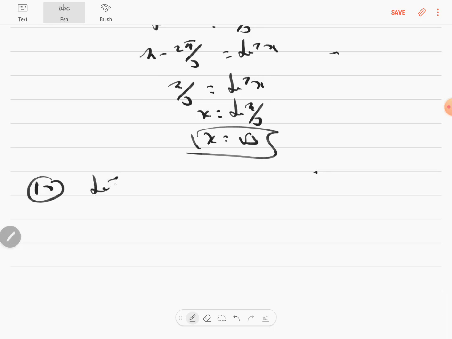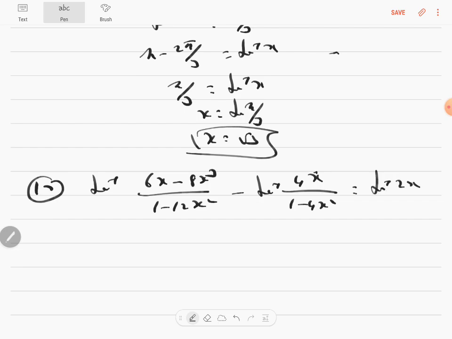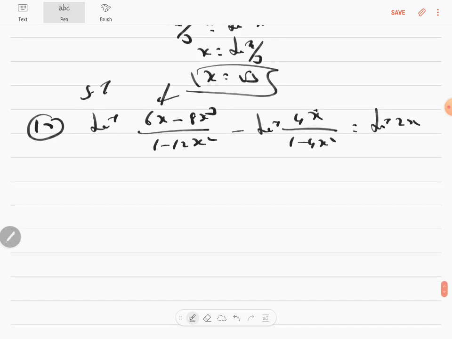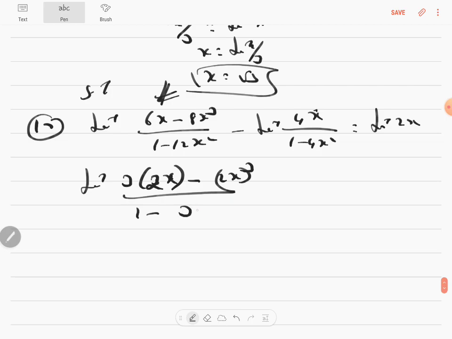Tan inverse of 6x minus 8x cube by 1 minus 12x square minus tan inverse of 4x by 1 minus 4x square. You have to show that this is equal to tan inverse of 2x. You have to write this as 3 tan theta minus tan cube theta by 1 minus 3 tan square theta, where I am treating 2x as tan theta.